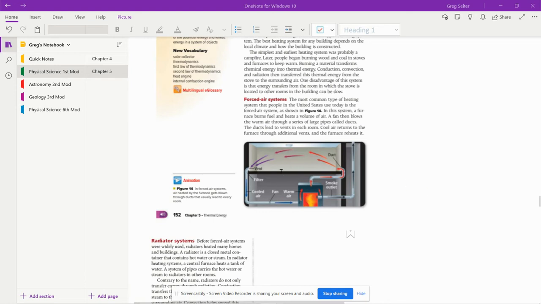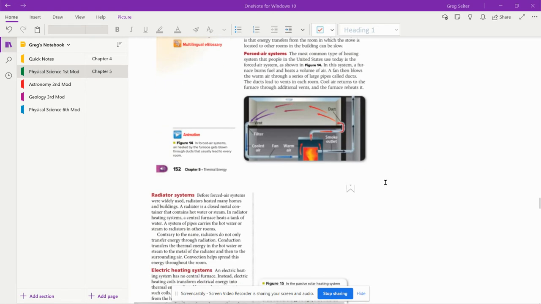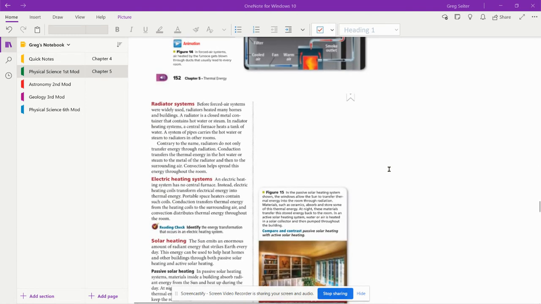But a forced air system has some kind of a blower or a fan on it. That's what most of us have today. There are also radiator systems where the heat radiates out. In the notes, I'll have a good picture of some radiating heaters and how they work.